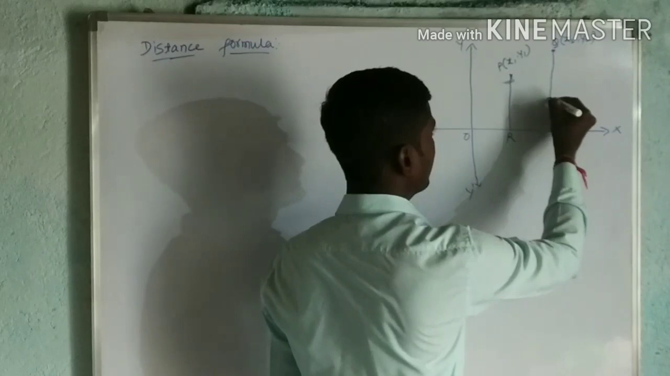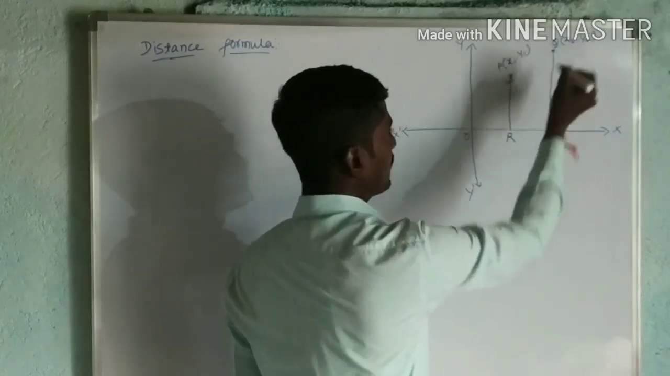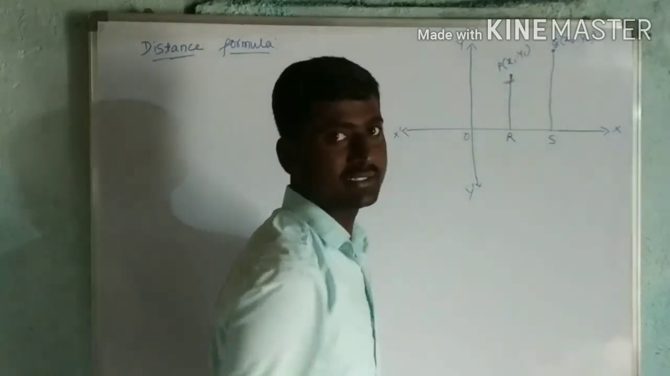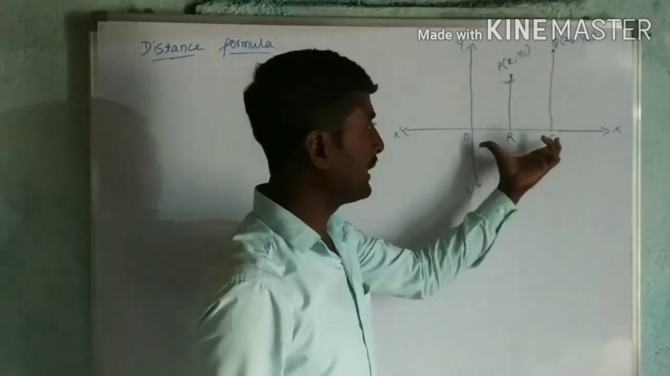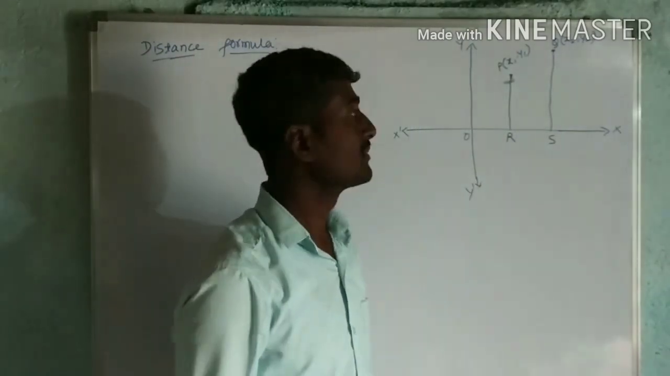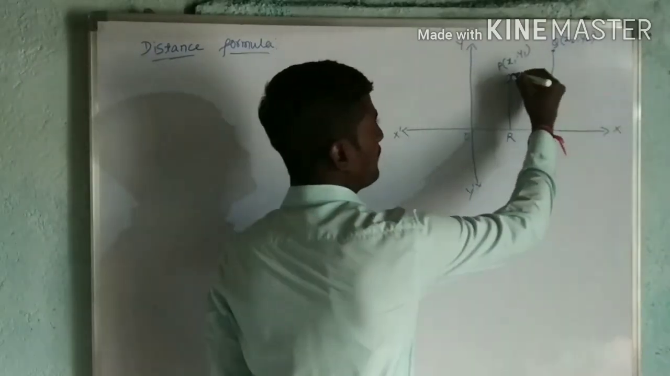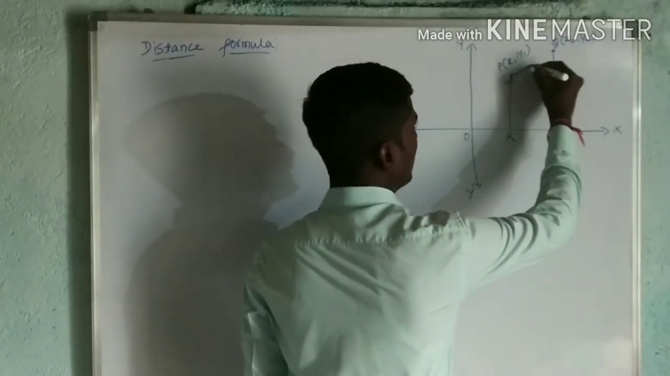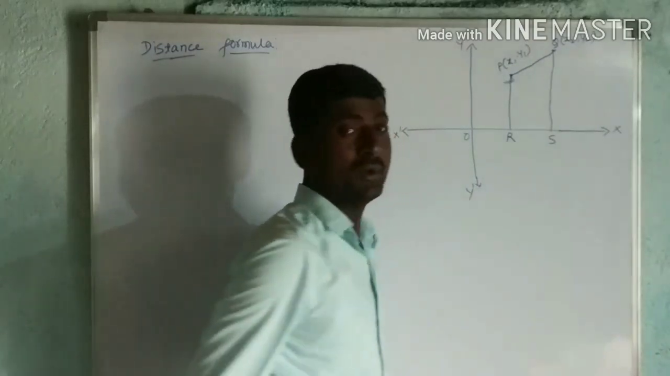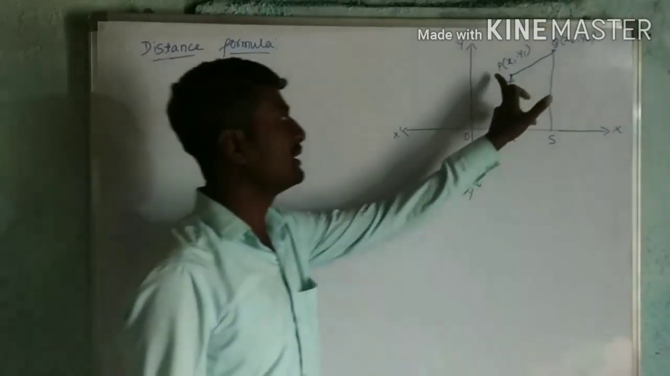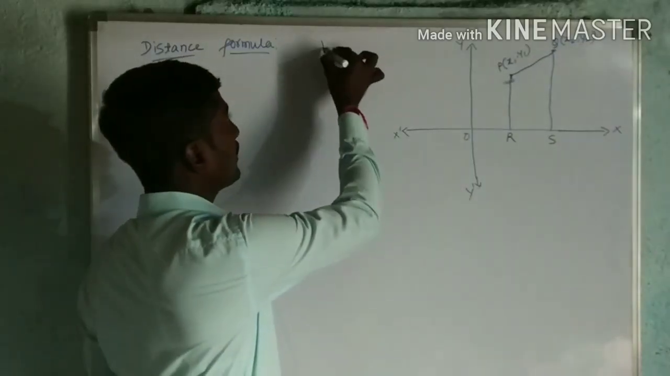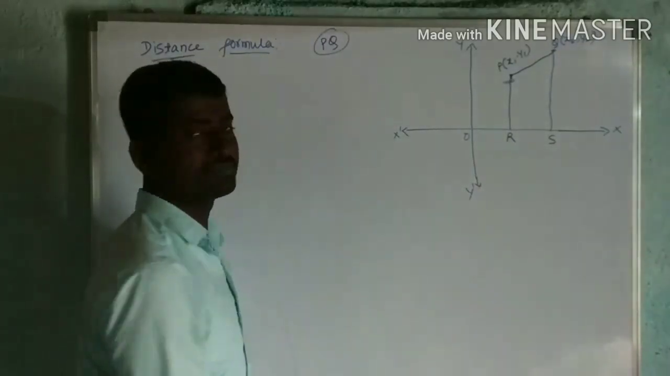Perpendicular to x-axis. So PQR, I will mention it as R. Here PR and QS are perpendicular to x-axis. Let us join PQ. Now we have to find the distance between these 2 points, PQ. Now I have to find PQ.